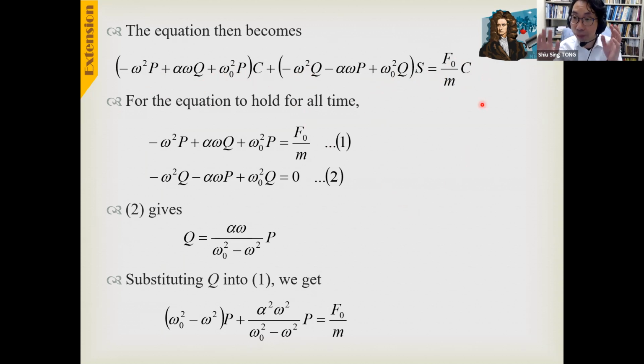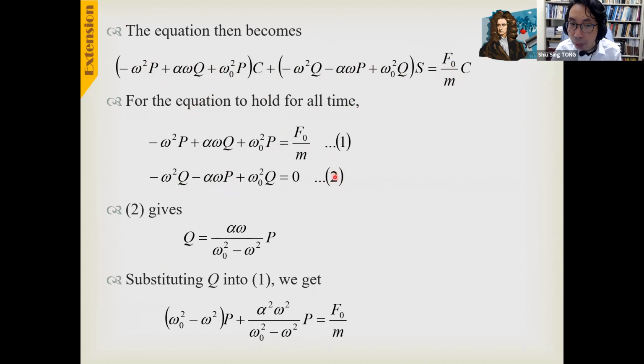I have to make the sine coefficient equal to 0 and the cosine coefficient equal to F naught over m separately, because a cosine cannot be equal to a sine for all time t, so they are independent of each other. If I set the cosine coefficient to be equal on both sides, I have this equation. This is equal to F naught over m. And for the coefficient of the sine, because we don't have a sine on the right hand side, this coefficient must be equal to 0.